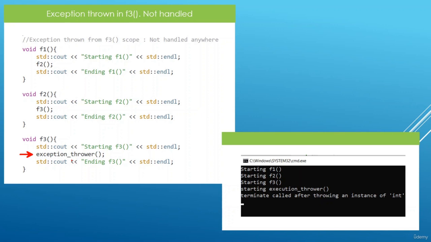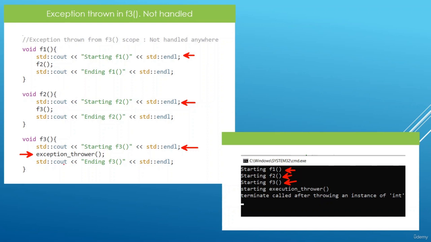If we call F1 in main, again, we are going to start F1. We're going to see the message here. We are going to call F2. So we are going to start F2 here. We're going to see the message here. After that, we're going to call F3. So we're going to start F3 as we see here, and we're going to see the message here. And then we're going to call our exception thrower function.